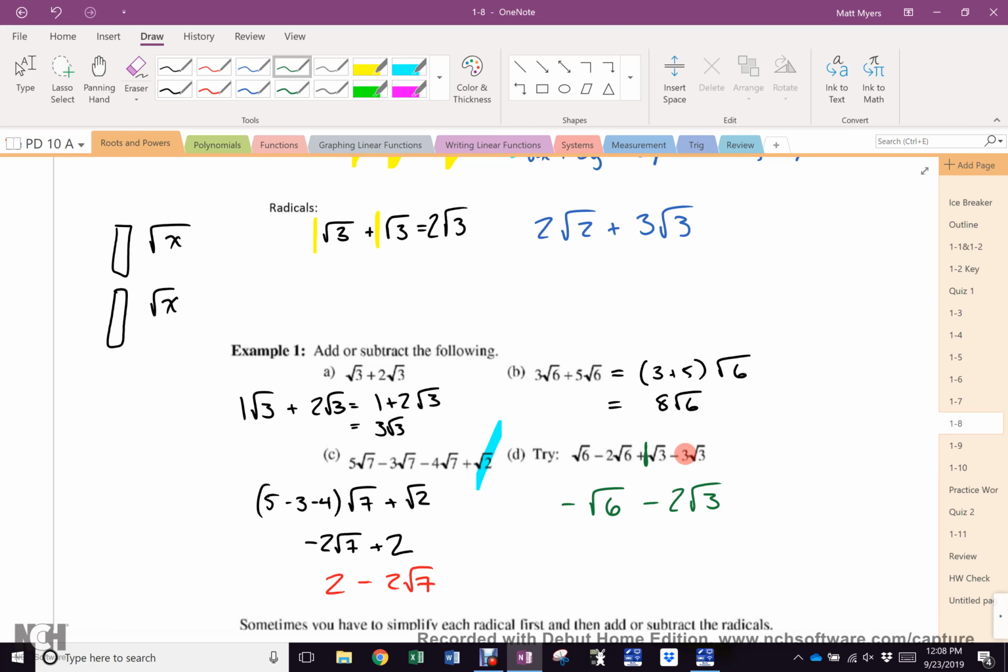No, because the root is only with the 7. I just switched the order. Oh, because I forgot to write it with the 2. No, the root should have been there.